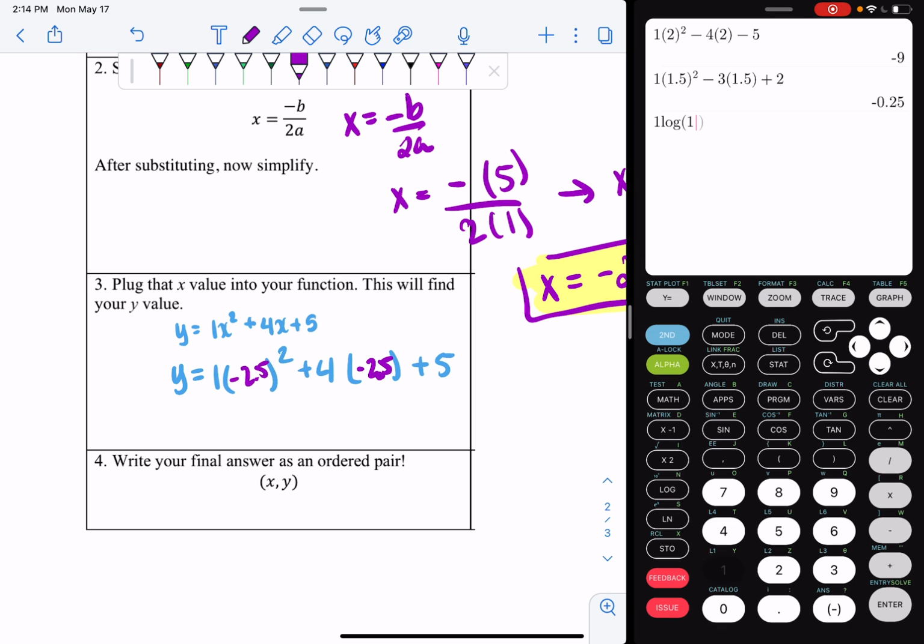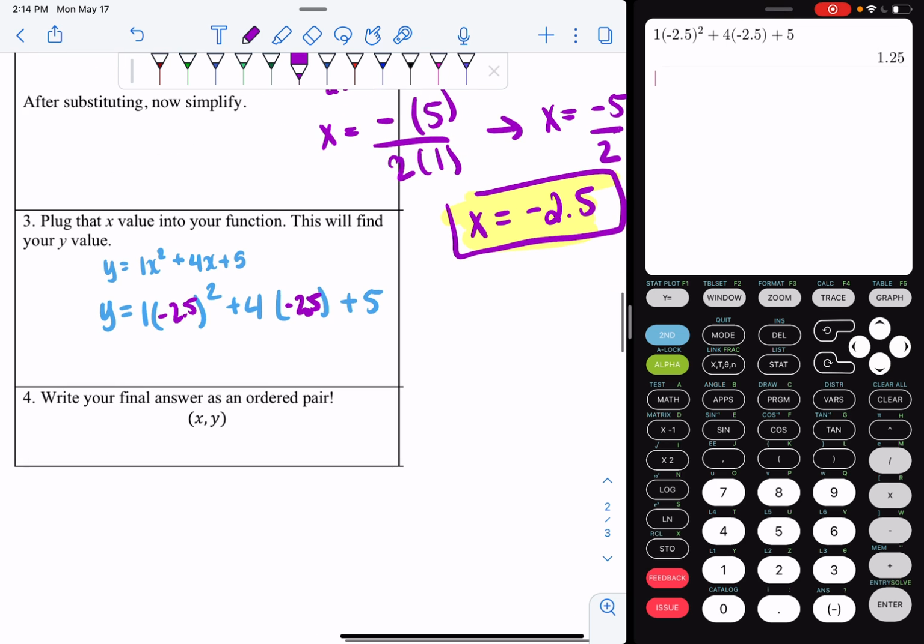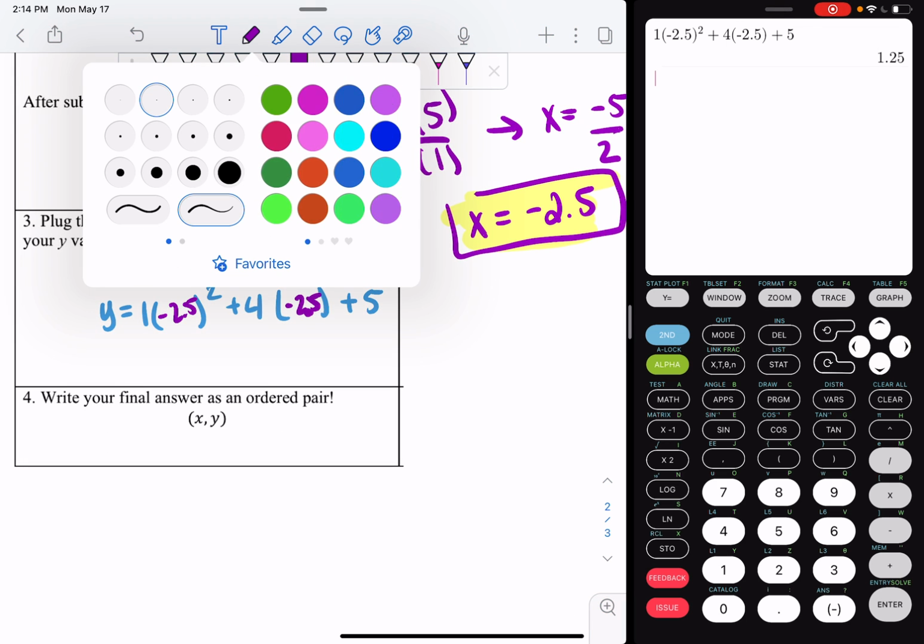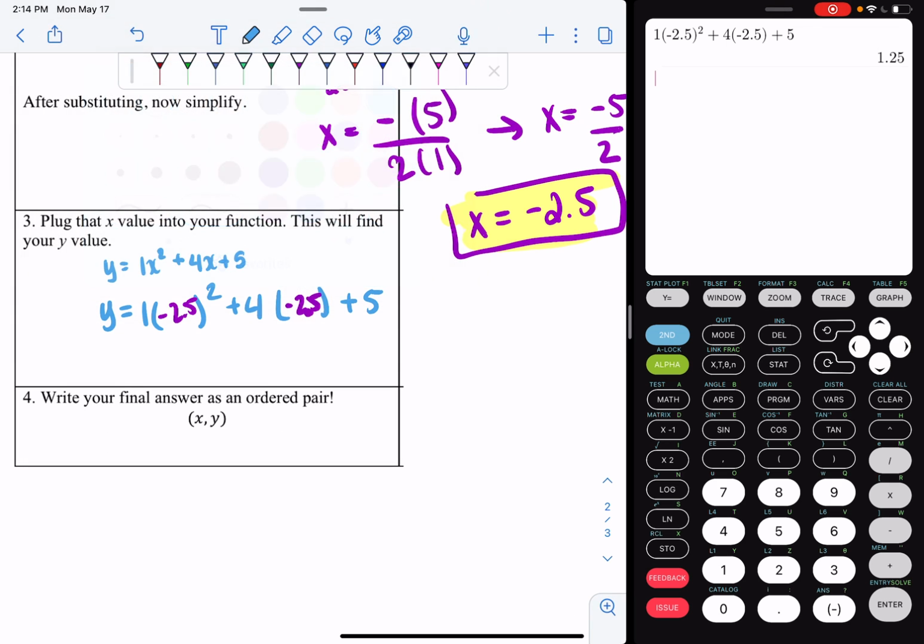And I type it in. So I have 1 parenthesis, not 1 log, 1 parenthesis, negative 2.5 squared plus 4 times negative 2.5 plus 5, and I hit enter, and I get 1.25. So I can say y is equal to 1.25.